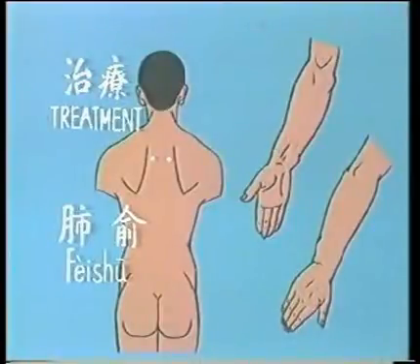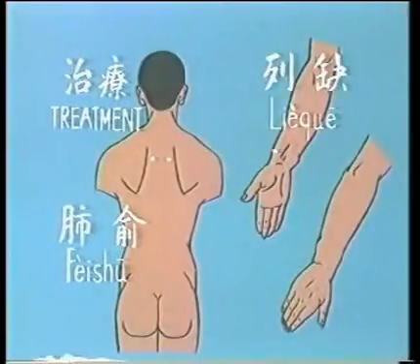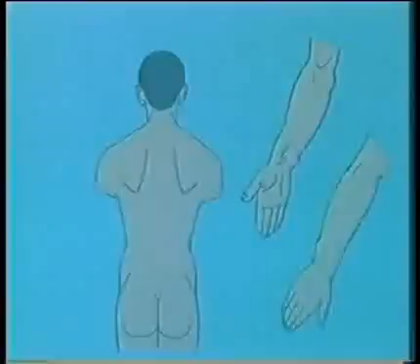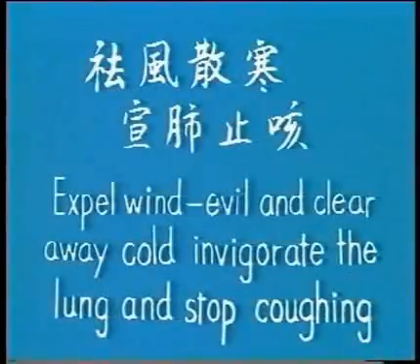Feishu, Bladder 13, Lieque, Lung 7, and Hegu, Large Intestine 4. This prescription can expel bad wind and clear away cold, open the inhibited lungs' energy, and relieve the cough.